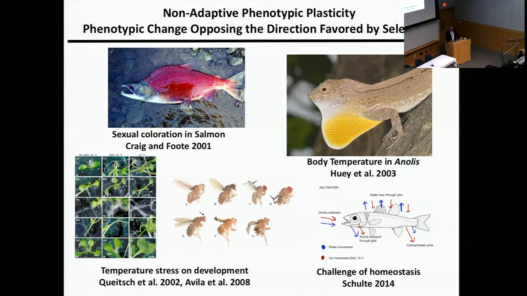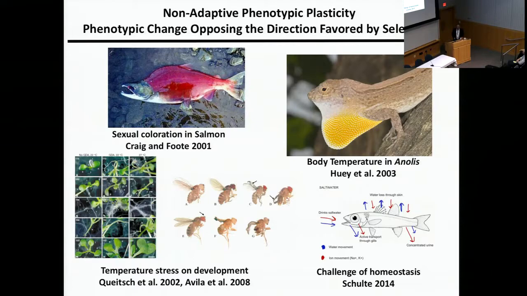So the work that's been done, for example, with HSP90, the heat shock protein: you mess with HSP90 and you uncover all of this cryptic genetic variation that persists in these populations. All of these examples are cases where organisms would like to buffer themselves from the environment. They don't want to be plastic. They want to maintain some constant homeostatic state across a range of environments that they have to deal with, and they have to either evolve or cope with this kind of variation.